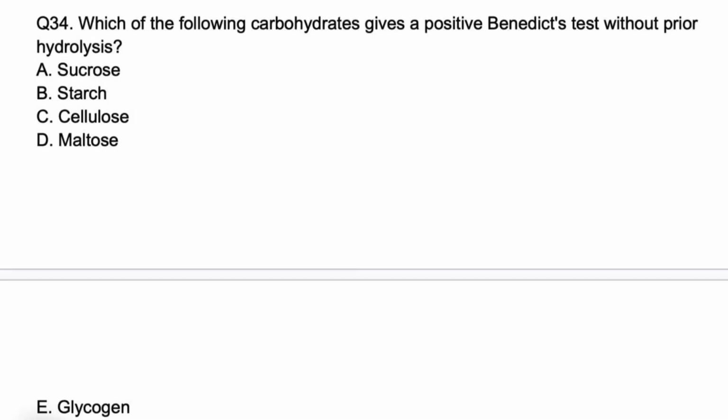Now we have question 34. Let's understand what a Benedict test is. As I told you earlier, we divide carbohydrates into reducing and non-reducing sugars. Reducing sugars are those which have a free functional group or free anomeric carbon. We know what an anomeric carbon is.